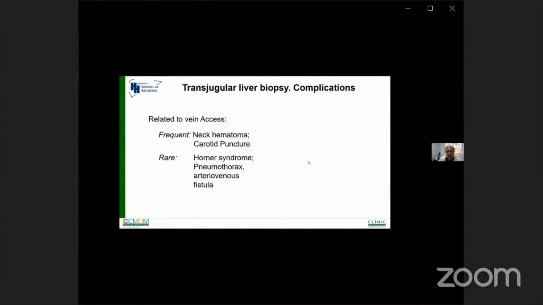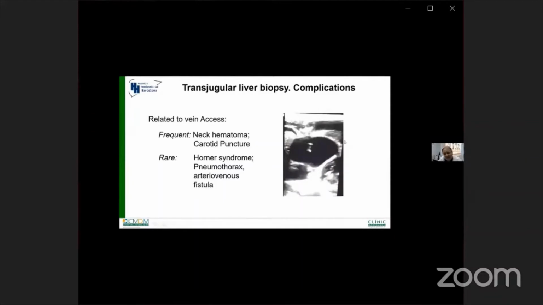This is very rare. And I would say that since we introduced ultrasound guidance of the puncture of the jugular vein, as you can see here, this is a real patient with the needle inside the jugular vein, and here, far from it, the carotid artery. By using that, it is clear that the possibility of inadvertent punctures of the carotid artery is much, much rarer, and the number of problems related to the vein access is markedly reduced.